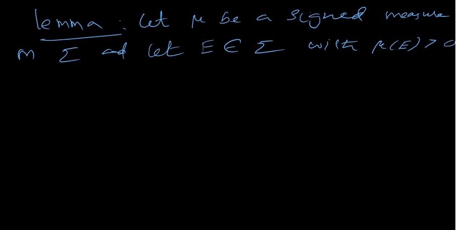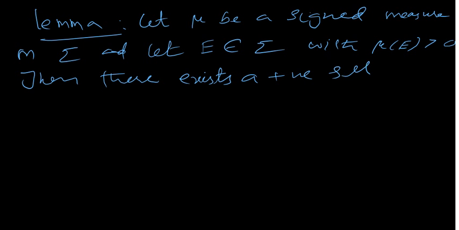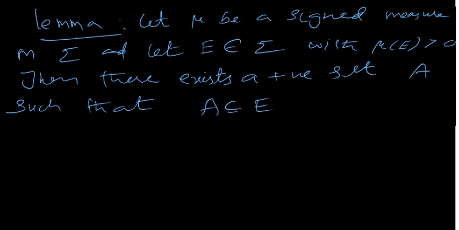So this theorem guarantees that then there exists a positive set, then there exists a positive set A such that this A is a subset of E and the measure of A is also positive.